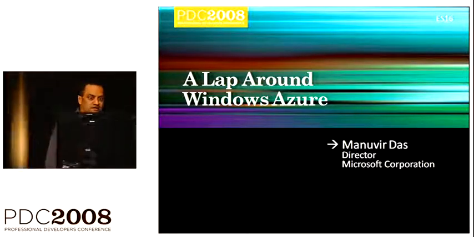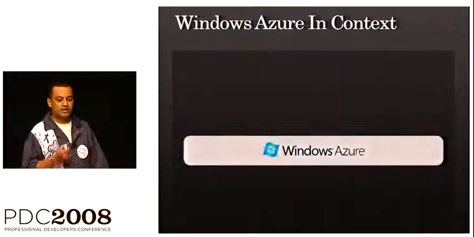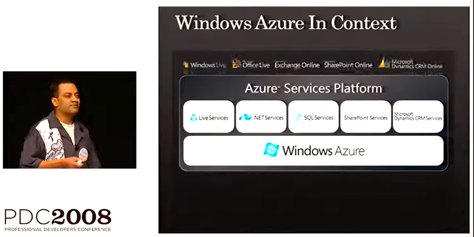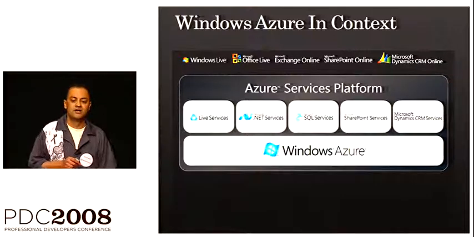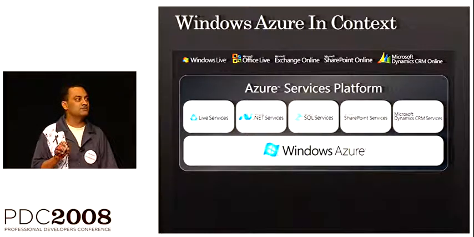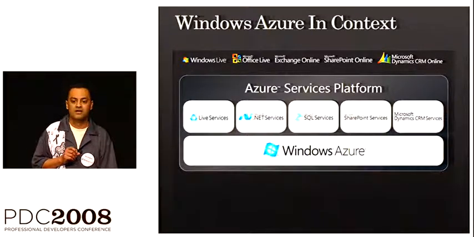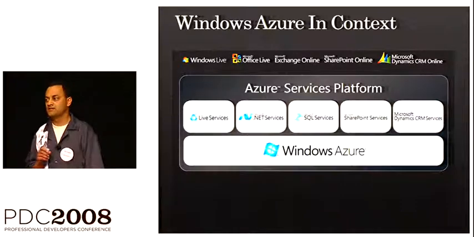Okay, to get started, I'm just going to show you the slide that Ray put up in his keynote. This is a slide showing you the entire Azure services platform, of which Windows Azure is one part, the lowest layer, what we call the operating system for the cloud.